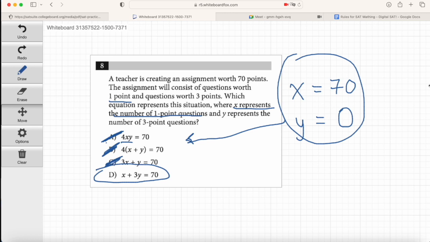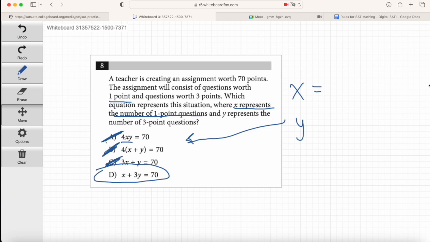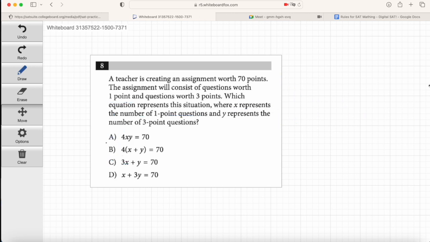And even if you think you've got a path algebraically, it's just really easy to misinterpret or not set things up properly with the algebra. Now, I do want to talk about the algebra as well, because I want to make that really clear. So let's think about this algebraically. If X is the number of one-point questions, you could represent the points from the one-point questions as 1 times X. Does that make sense?